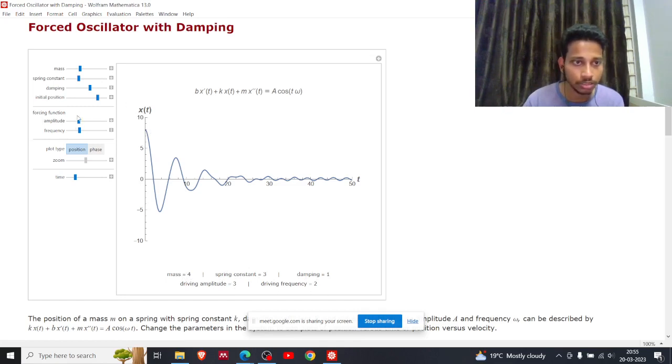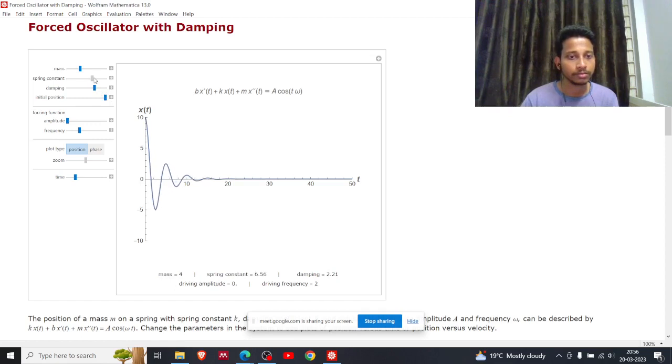Now what I will do, I will just first reduce the amplitude to 0. Okay, the oscillation is almost gone. Now the spring constant I am increasing. You can see the oscillation is increasing. Again I am increasing the damping factor, and you can see the oscillation is going to 0 quickly. Now I am just increasing the initial position. So in this way you can visualize the displacement for the problem of forced oscillator with damping.